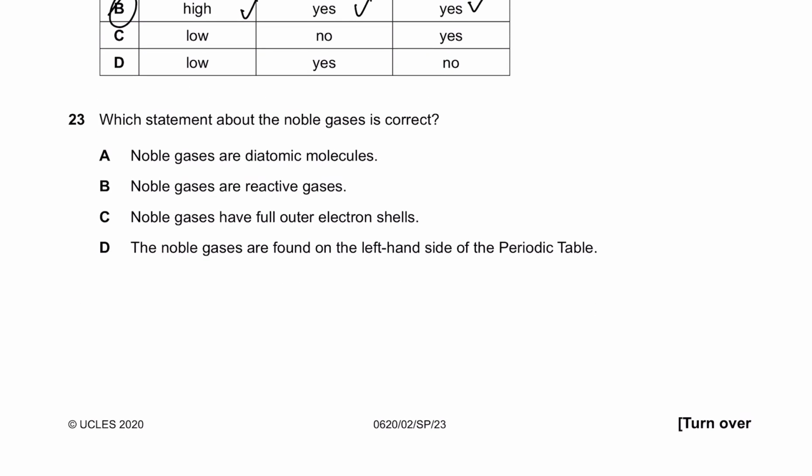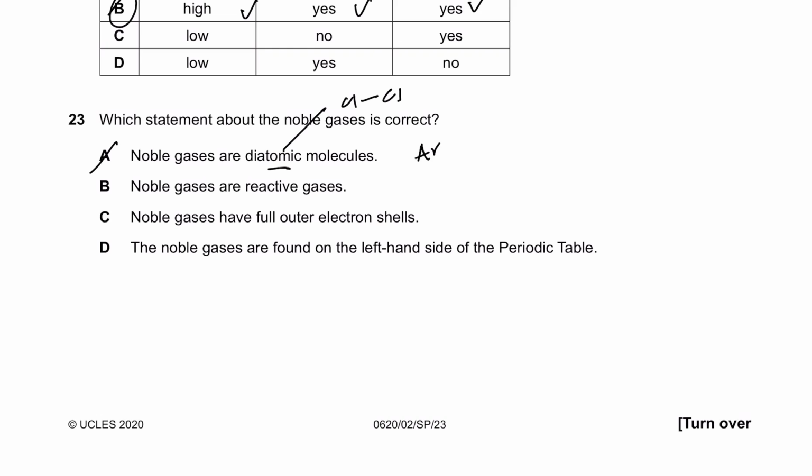Which statement about noble gases is correct? Noble gases are diatomic gases. Diatomic means like chlorine, made up of two atoms, right? But that's not the case. They're monoatomic gases, not diatomic molecules, right? You have argon existing as Ar, not as Ar2. That's what diatomic means, a combination of two atoms. So yes, they're not diatomic.